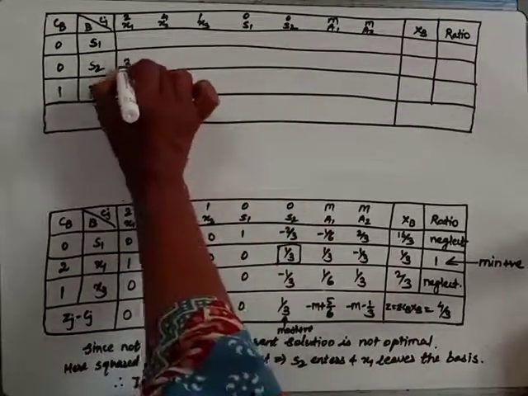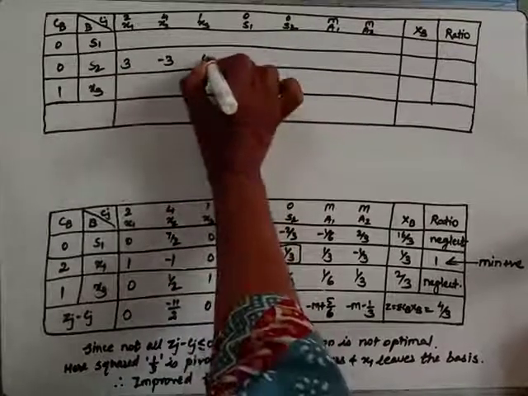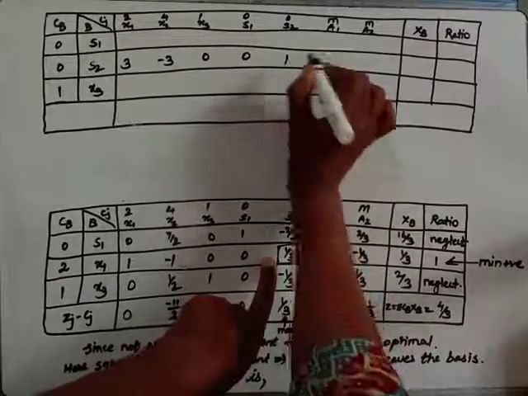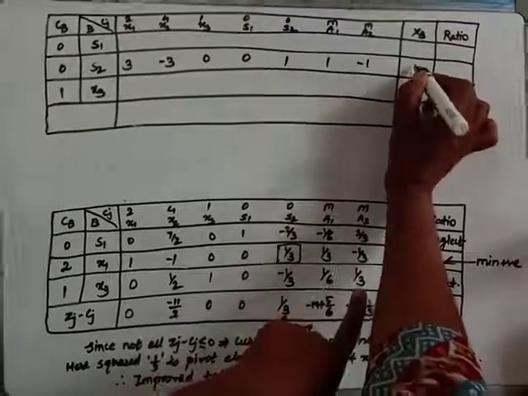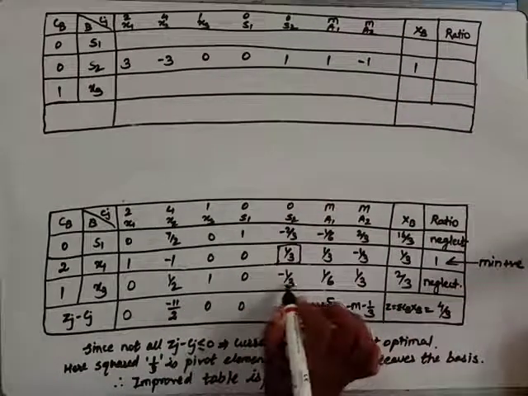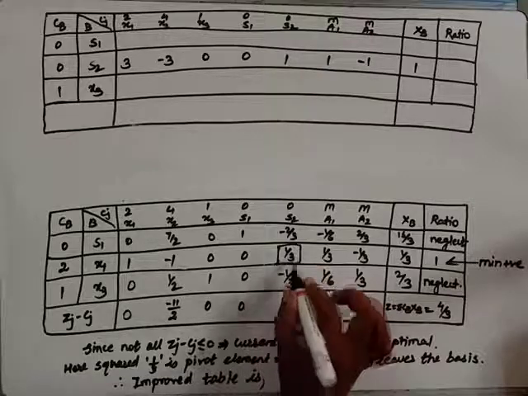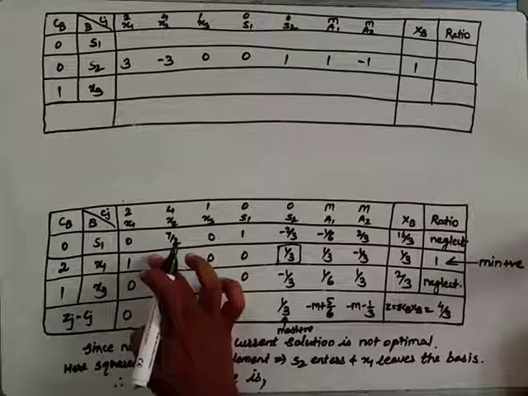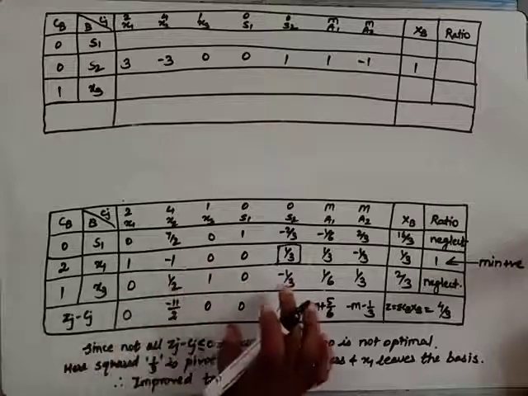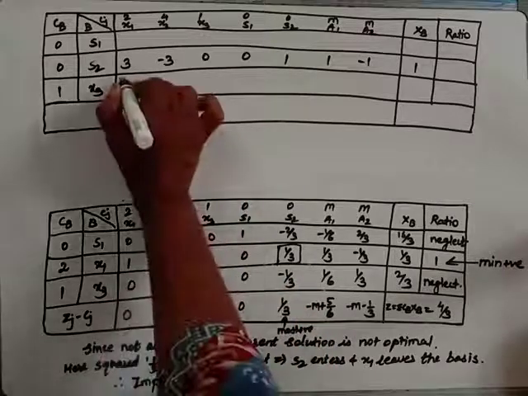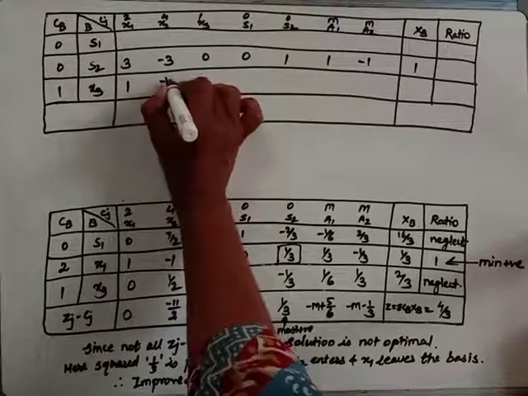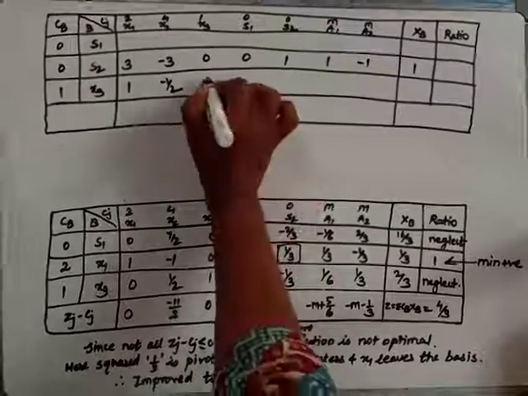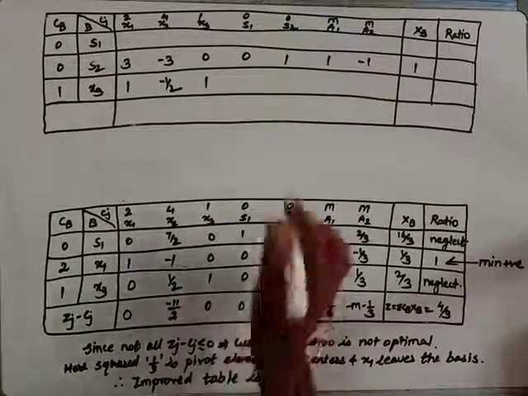So it will become 3 minus 3, 0, 0. This is 1. This is 1 minus 1 and again 1. Now this entry we have to make 0. So let us add them: R3 plus R2. Addition doesn't affect the sign, so don't worry. 1 plus 0 is 1. Minus 1 plus half, so it is minus half. Now 0 plus 1 is 1. Again 0 plus 0 is 0.